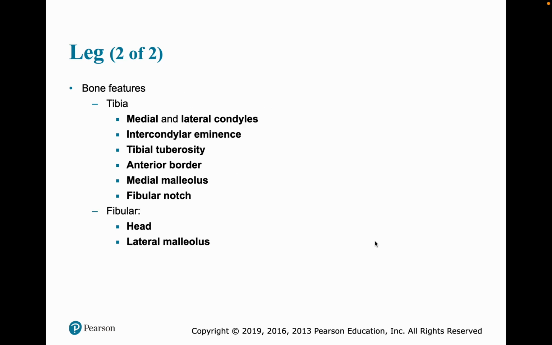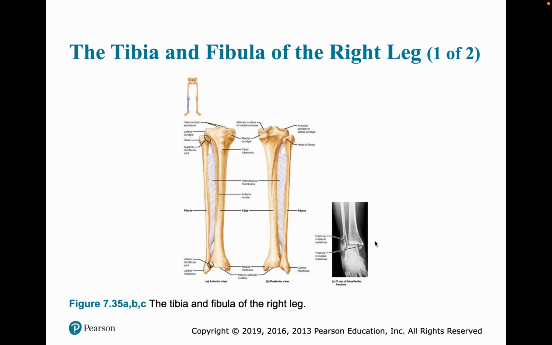Features of the tibia would include the medial and lateral condyles, the intercondylar eminence, the tibial tuberosity, the anterior border, the medial malleolus, and the fibular notch. And on the fibula, we have the head and the lateral malleolus, again pointed out in these structures, including that interosseous membrane.